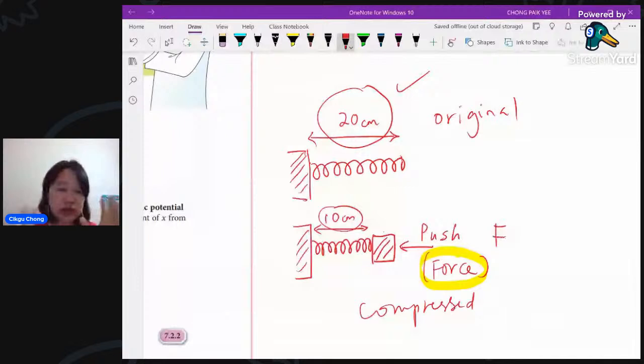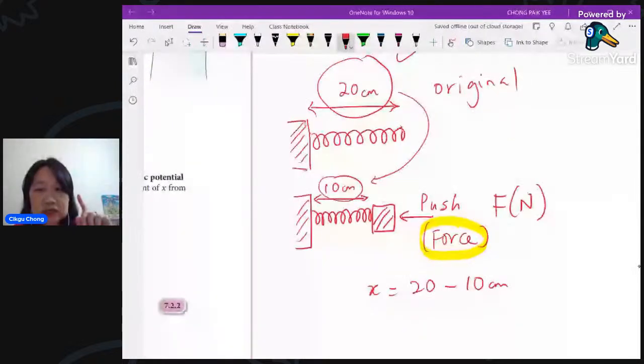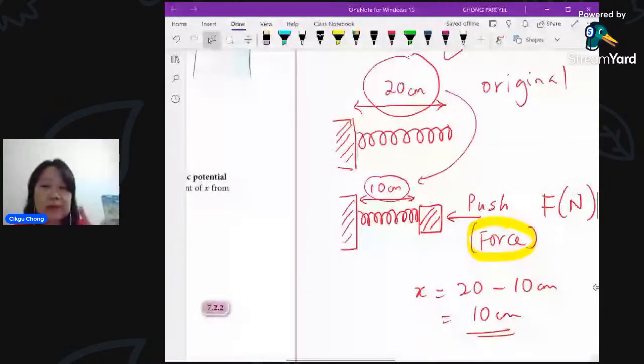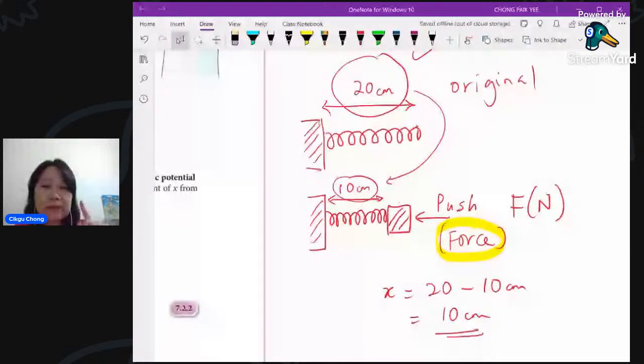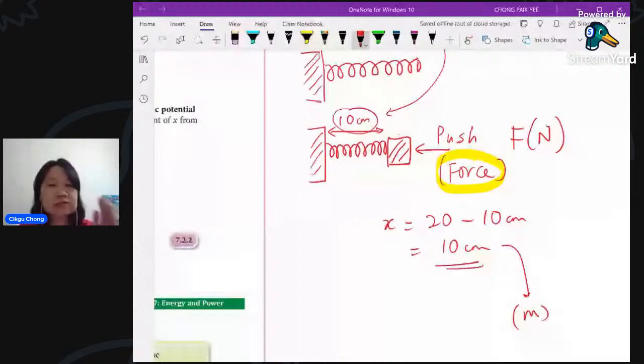About X, X is the change in length. So change in length is original minus now, or you can also put now minus original, as long as it's the change. Originally it was 20. Now it becomes 10. So the change X is 20 minus 10 cm, so your X is actually 10 cm. You don't put 20. Don't put the whole distance, it's the displacement. But when you put it in the formula, don't forget you have to convert your X into meters. Cannot just put it in. I'm telling you how to see the change in distance. You must see the change in distance.